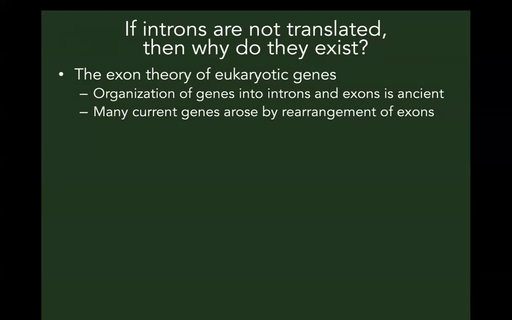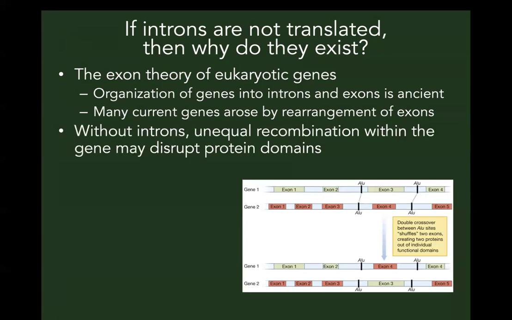All right, another question. Why do we even have introns? If they're not getting translated, why are they even there? This is explained by the exon theory of eukaryotic genes. The idea of genes being introns and exons is very, very ancient, and many of our current genes happened because exons got rearranged. If we didn't have these introns, we would end up with unequal recombination. When you have crossing over and exchanging pieces of material, the protein domains might get messed up by having unequal lengths of genes crossing over with each other.